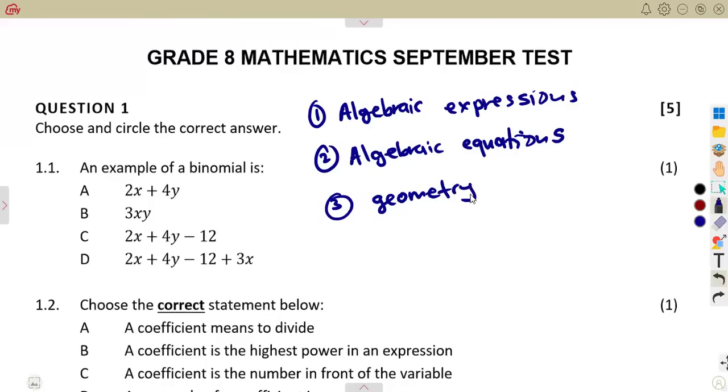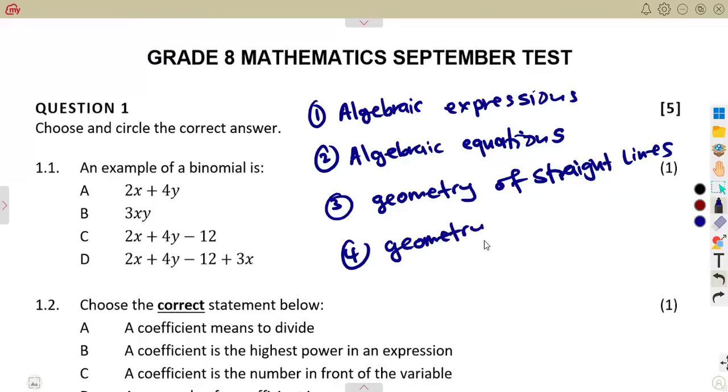Remember, we talked of the geometry of straight lines. This is what you need to understand: the geometry of straight lines. Then the other part of our geometry is the geometry of 2D shapes, the two-dimensional shapes. So this is all that you are supposed to be expecting in your test.